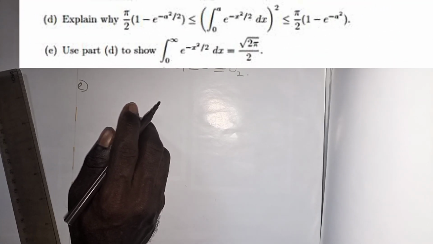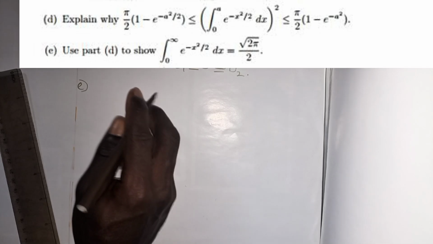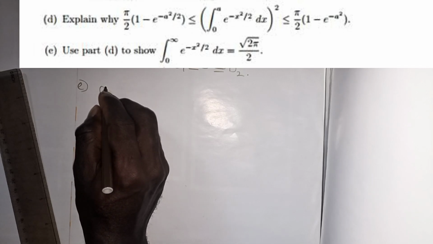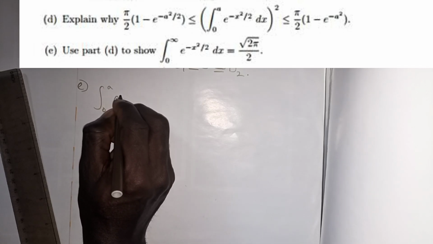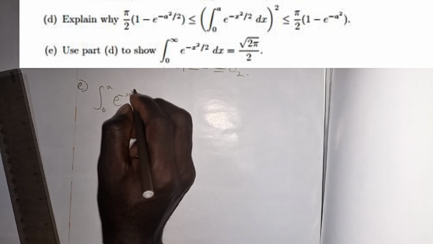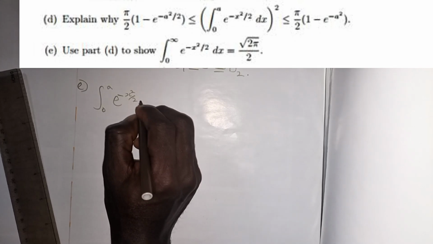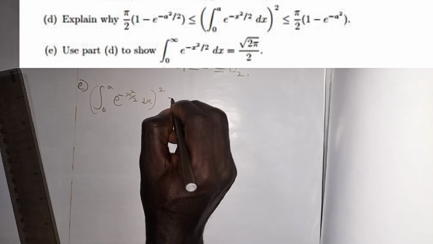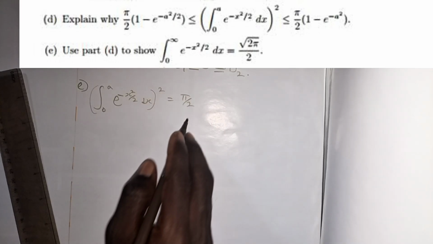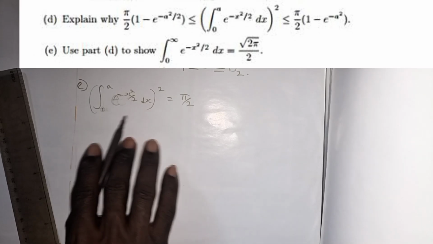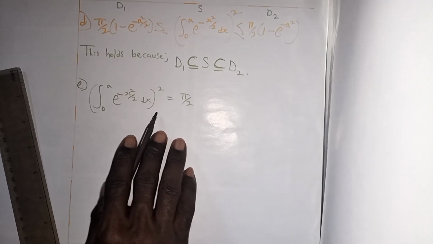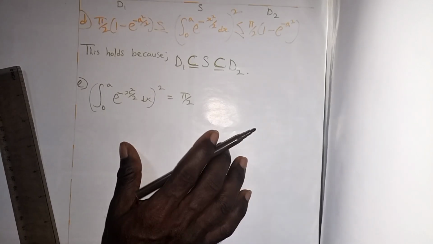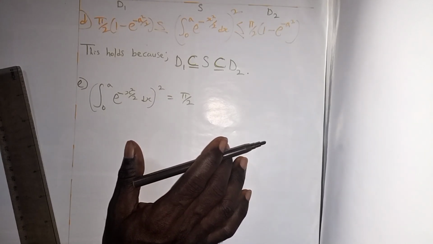We should use our answer in D to show that this is equal to pi over 2. So we should solve for this integral. We should hence solve and show that this is equal to pi over 2. This is very straightforward right from our illustration in D.